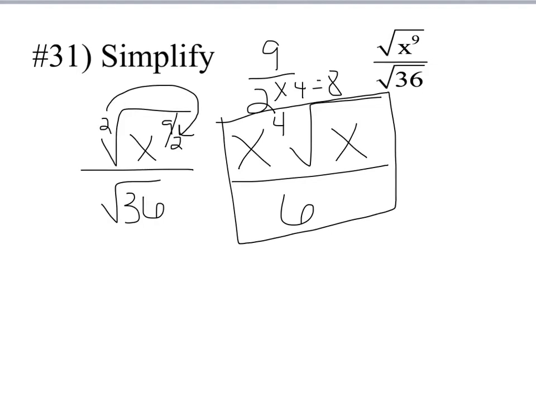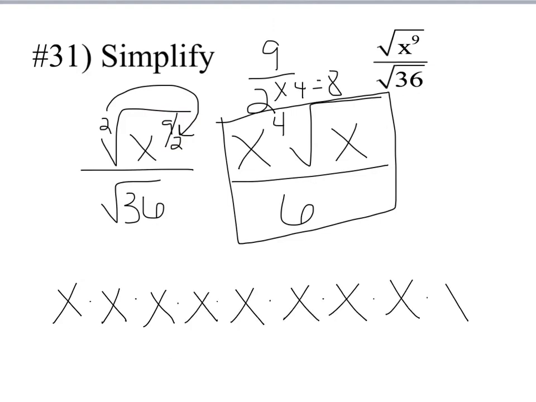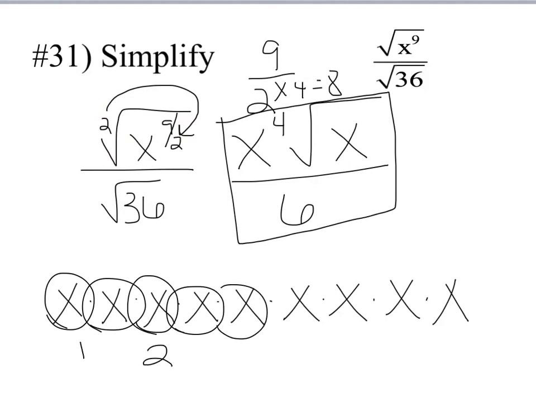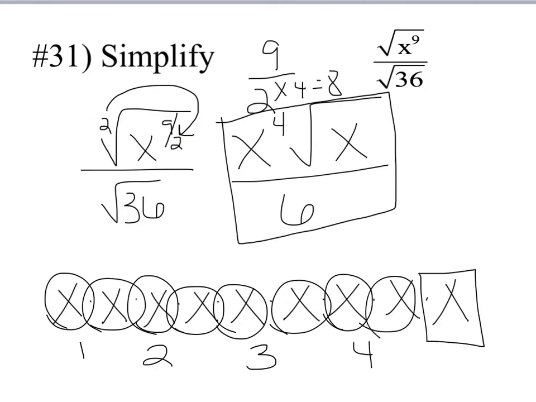Now, if you have a real difficult time with this concept, you can always say 1, 2, 3, 4, 5, 6, 7, 8, 9. That's my x to the 9th. Now, how many do I need to repeat in order to bring it out front? 2. So you can say 1, 2, that's 1 out front. 1, 2, that's 2 out front. 1, 2, that's 3 out front. 1, 2, that's 4 out front. And then you're just left with 1 inside. So you'll get the answer either way, whether you used this method or this method.